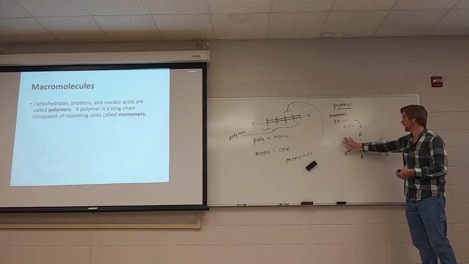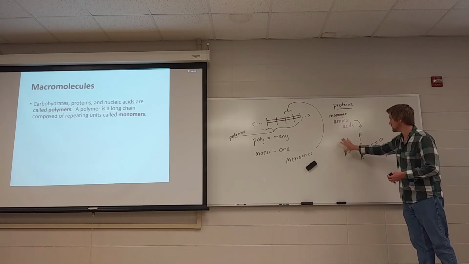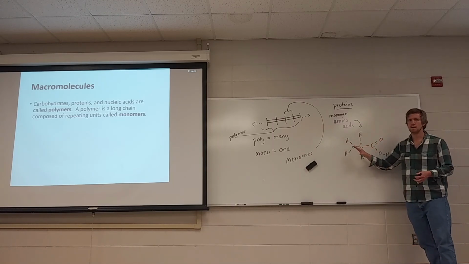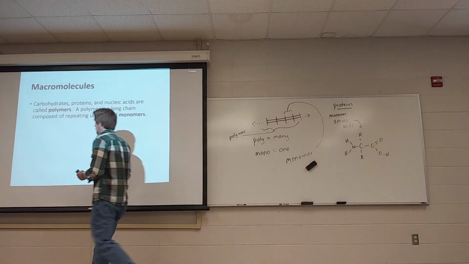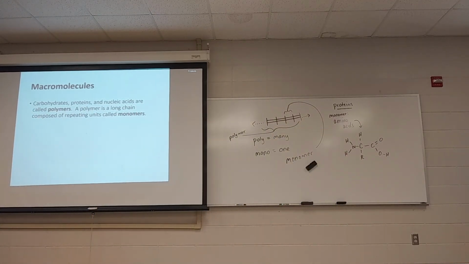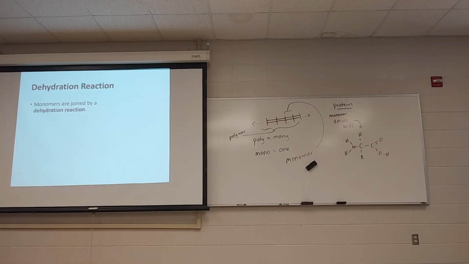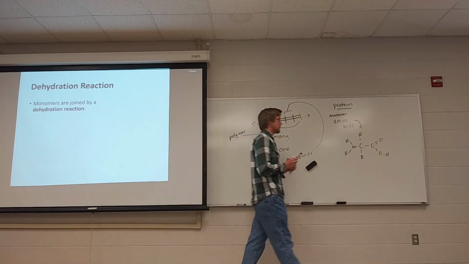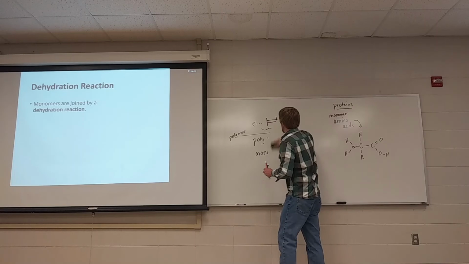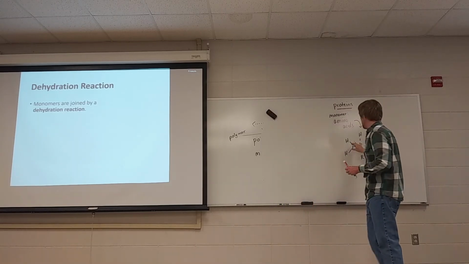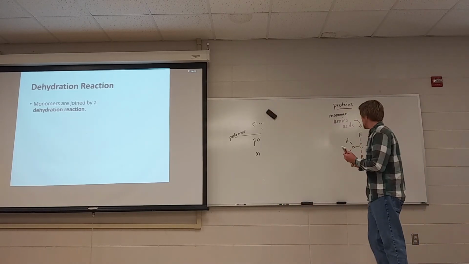How does your body link together individual amino acids to make the protein, for instance, of your bicep muscle? It does it using something called a dehydration reaction. So let's just show how that works. It's easier shown than just said. So this is one amino acid. I'm going to draw another one.